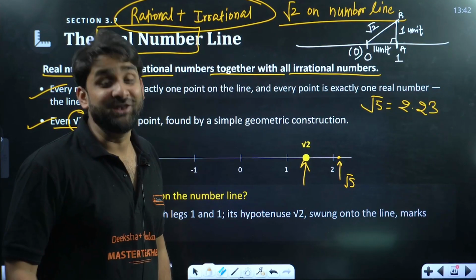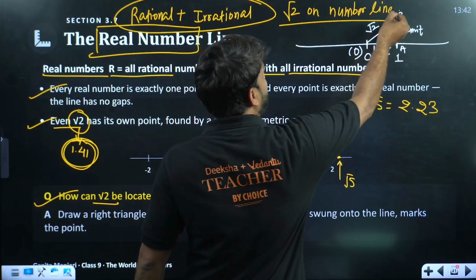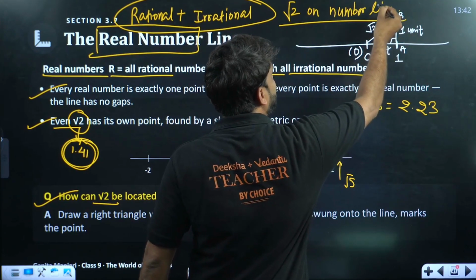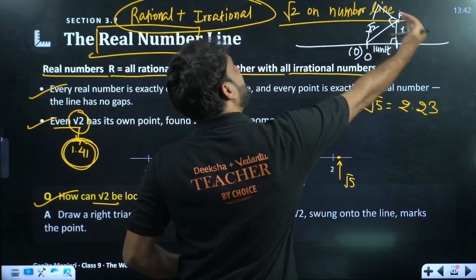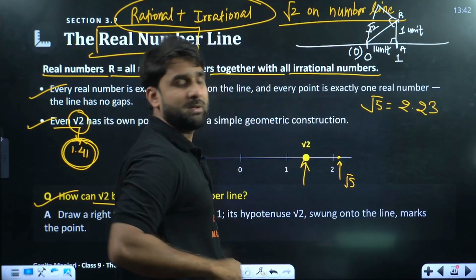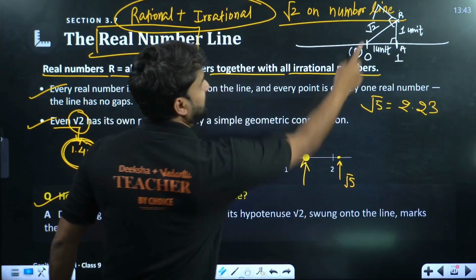Wow. And if you want root 3, draw one more line here of 1 unit at 90 degrees. So this will become the hypotenuse, and the hypotenuse will become root 3. Now root 4, similarly, will go in this format. But we want only root 2, so we'll stop here at B.